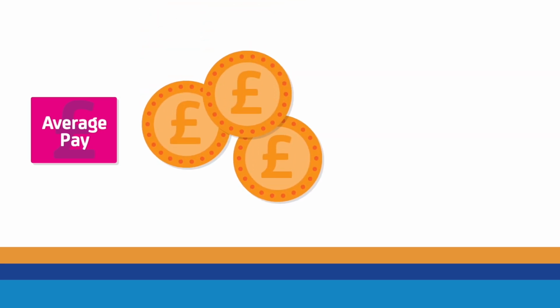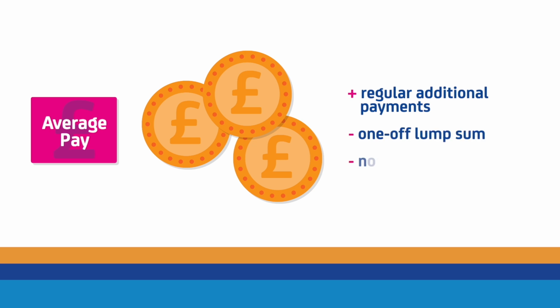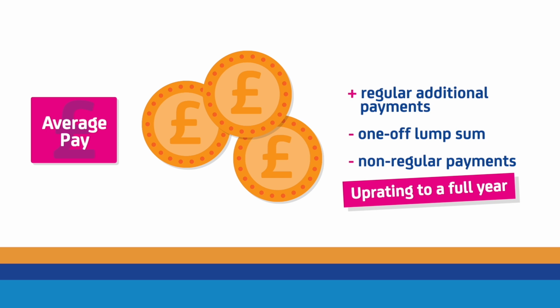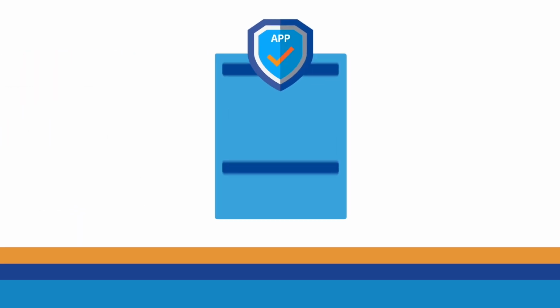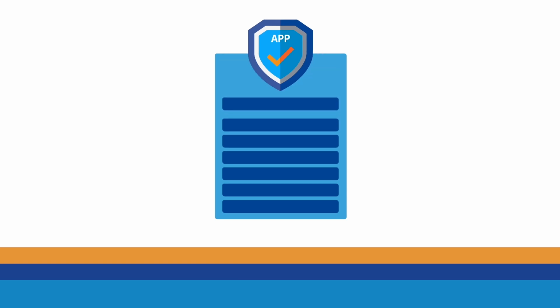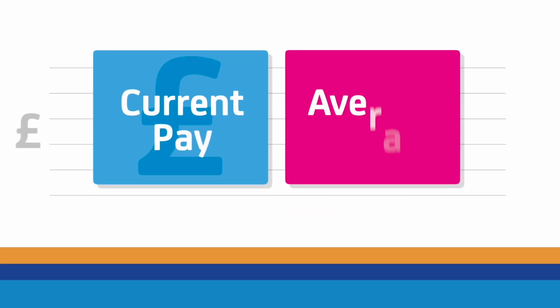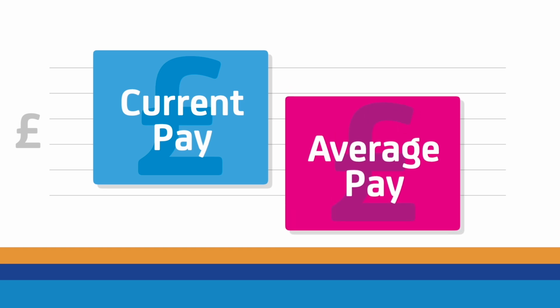Average pay. Average pay is the last 3 full months' pay, including any regular additional payments, but removing any one-off lump sum or non-regular payments, and uprating the figure to a full year. The employer has the discretion to add back into the APP one-off or annual lump sum payments if they expect the APP to continue until the next time when such payments would be due. Current pay. Current pay can be used if you consider the average pay figure to be lower than the pay the member would have received had they been at work.